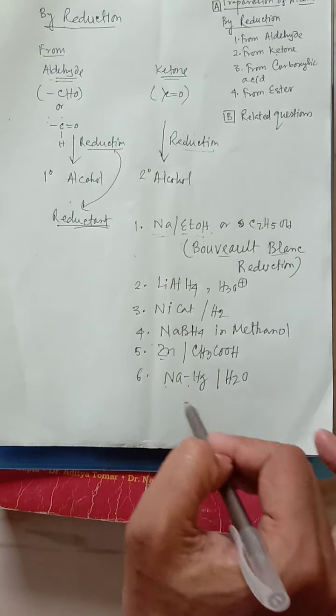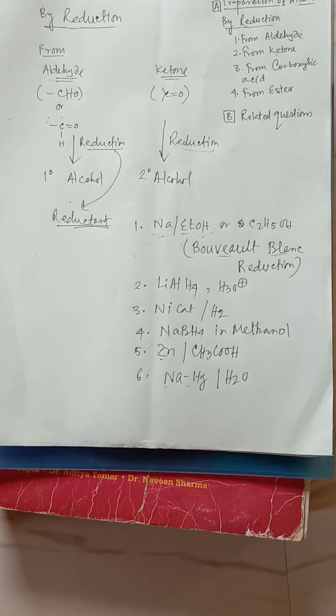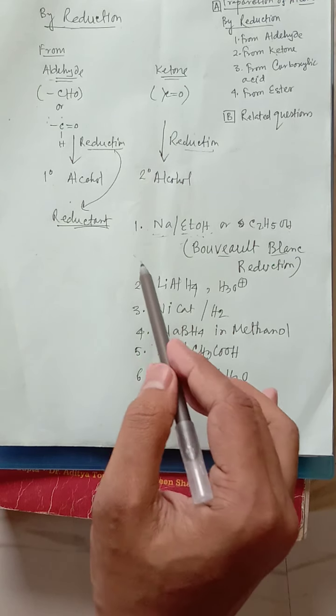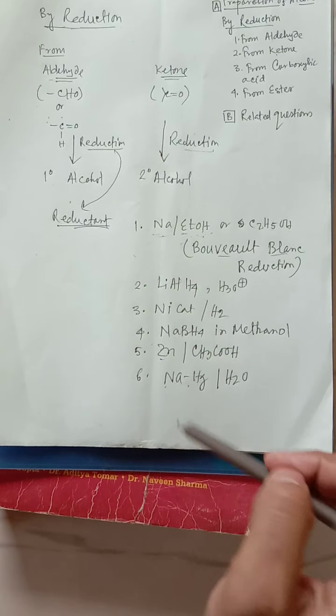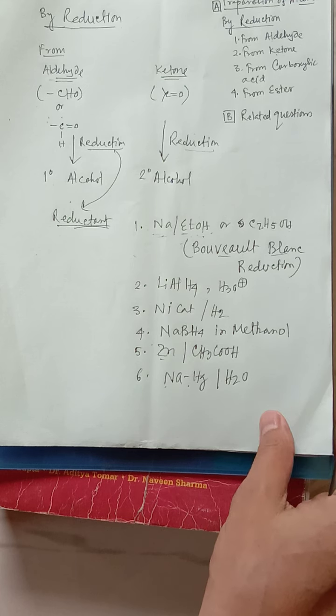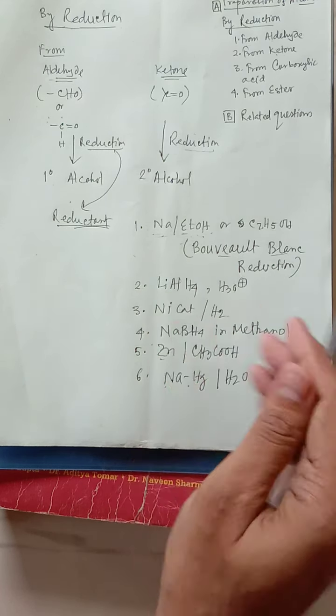So lots of reductant names I have given. Why have I given so many reductant names? Because a question may be asked using any of these reductants. So if we are not familiar with the different reductants, we cannot find out the product. So these are the reductants. Now we are moving to the reaction part.